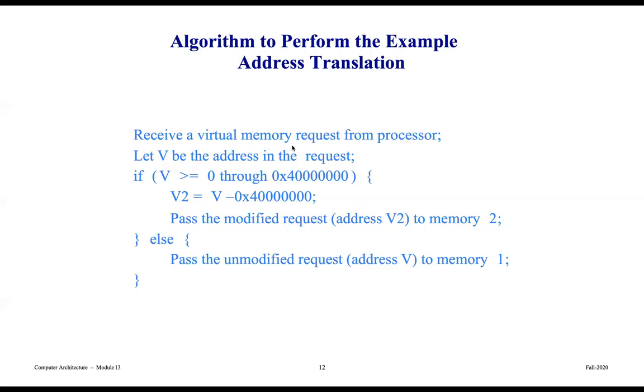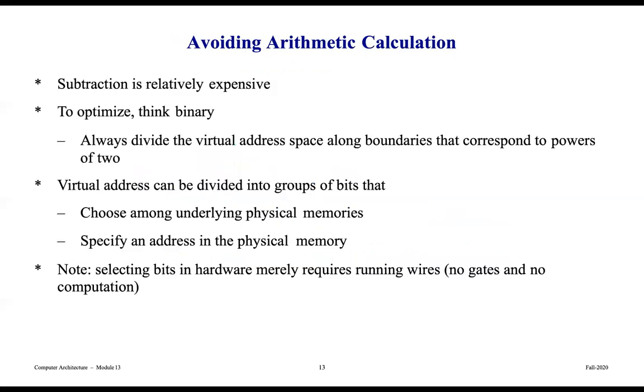You receive a virtual memory request from the processor. And here is what we just talked about: if it's greater than the 4000000, then you subtract that amount and then you pass it on to the physical memory. Otherwise, you pass the unmodified request.